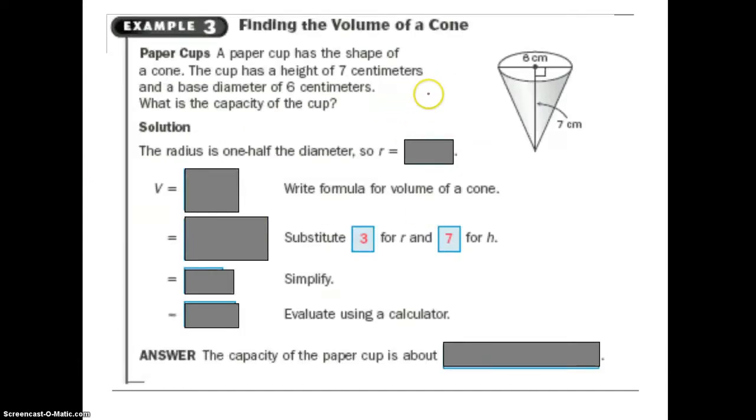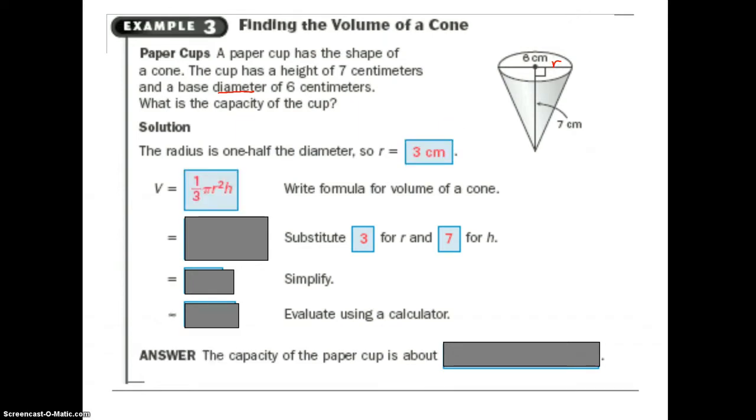Let's try solving this example 3. A paper cup has the shape of a cone. The cup has a height of 7 centimeters and a base diameter of 6 centimeters. What's the capacity of the cup? Well, we know diameter. I want to find radius. So take half of 6 to find radius, which is 3.